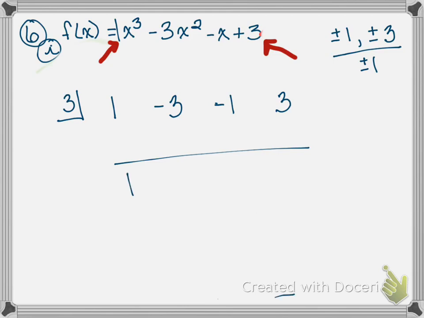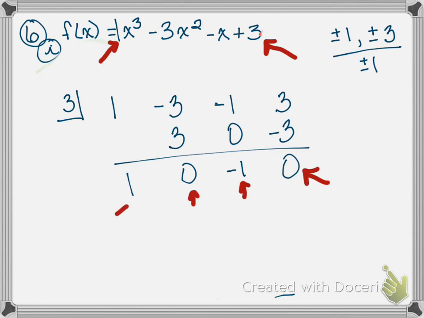So I bring down my 1. So 3 times 1 is 3. Negative 3 plus 3 is 0. 3 times 0 is 0. Then I combine those and get negative 1. 3 times negative 1 is negative 3. Okay, so my remainder is 0. This is my constant. This is my x. This is my x squared. So my answer to this is x squared minus 1.